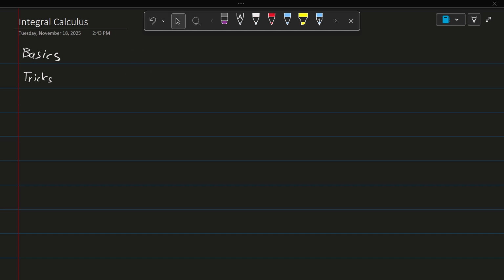So, we should start to talk about what exactly an integral is. Let's actually ask the question: if f is the derivative of big F, what is f?